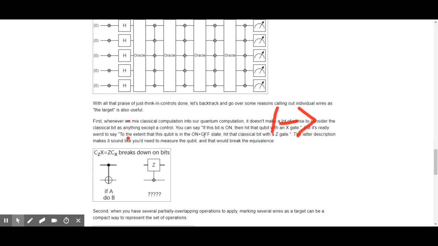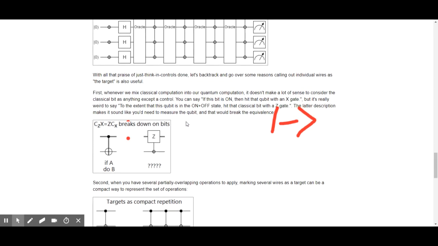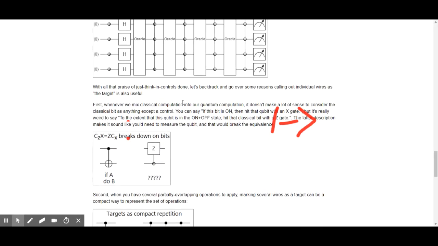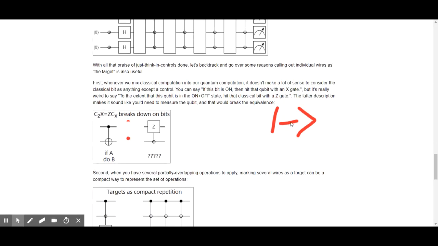So with all the praise of just thinking controls done, let's backtrack and go over some reasons calling out individual wires as the target is also useful. First, whenever we mix classical computation into our quantum computation, it doesn't make a lot of sense to consider the classical bit as anything except the control. You can say if this bit is on, then hit that qubit with the next gate, but it's really weird to say to the extent that this qubit is in the on plus off state, hit that classical bit with a Hadamard gate. Exactly. How do you even read that? Yeah, the latter description makes it sound like you need to measure the qubit, and that would break the equivalence.